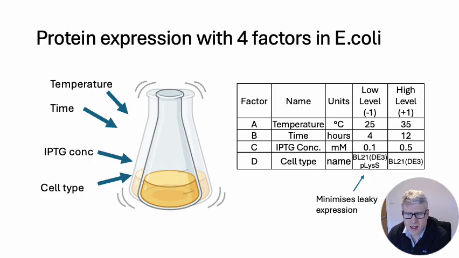So we're going to take an example of protein expression with 4 factors in E. coli. These are the factors here, and the first thing you do is define the high and low levels. In this case we've defined temperature, time, IPTG concentration and cell type. This P-lysis I mentioned earlier minimizes leaky expression, so we included that as a factor compared to just the cells on their own.